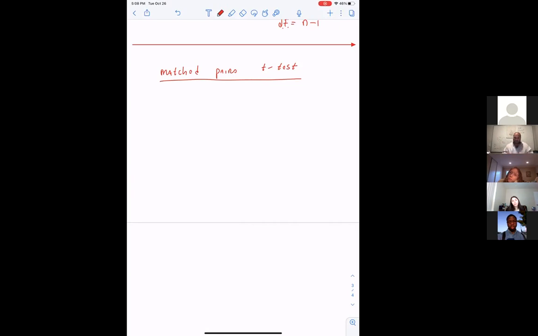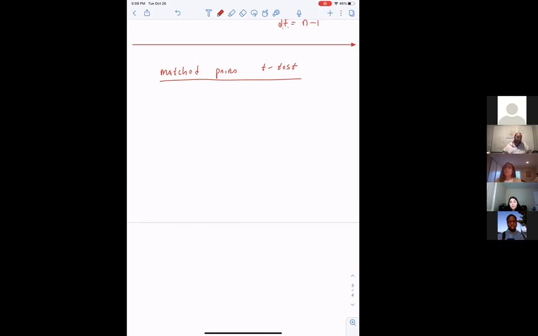Matched pairs are when you have two results per individual, but you match up the results, the same person right and left, the same husband and wife pair, the same this and that, versus two completely different samples. Okay, that one situation is called the matched pair procedure, the matched pair t-test, the matched pair situation.